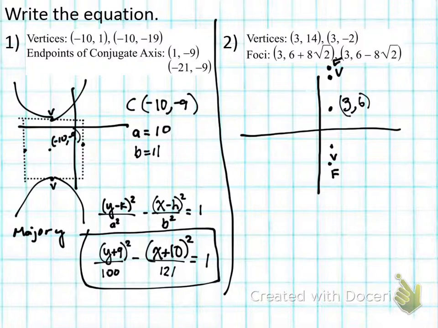Okay, so we have the center. Now we have to figure out if we have A, B, and C. So we're going to organize our information. The distance from the center to a vertice is A. So from here to here we said was 8. So A is equal to 8. I'm writing down my information.